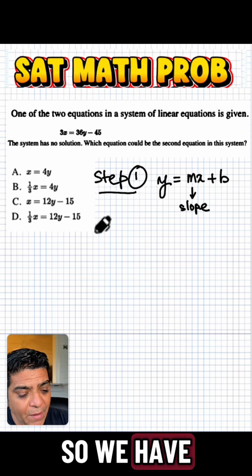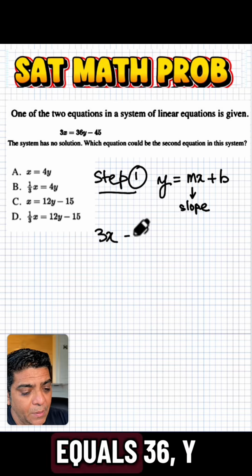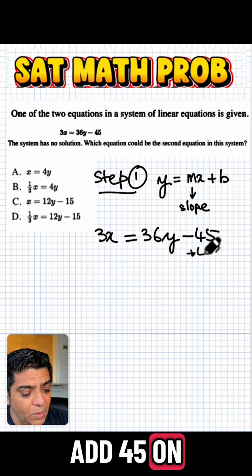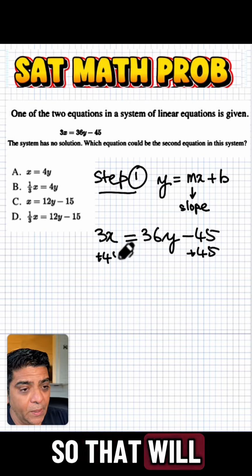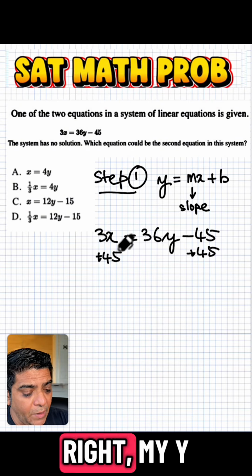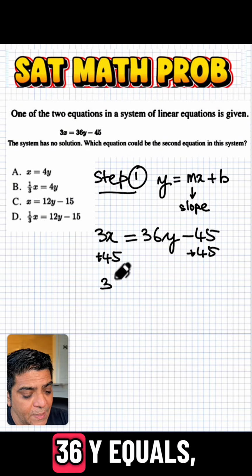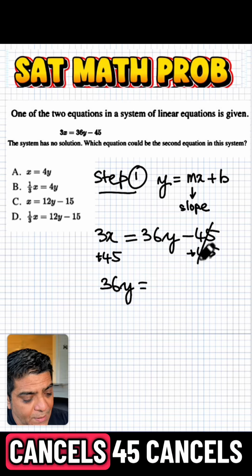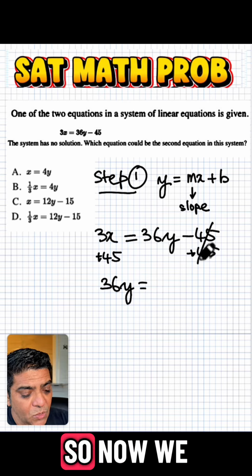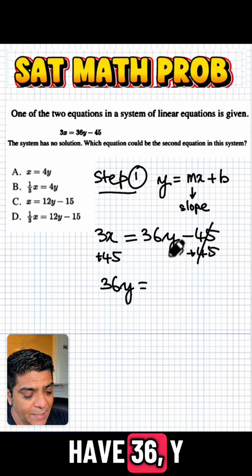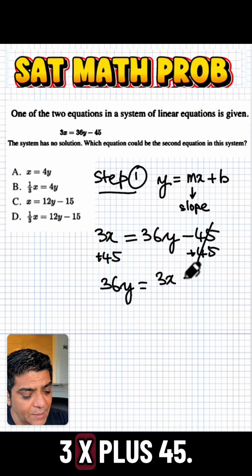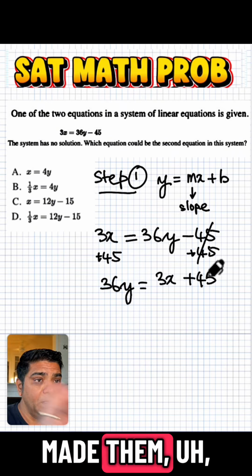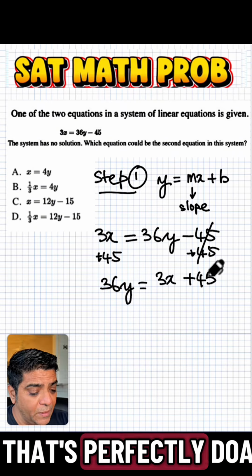So we have 3x equals 36y minus 45. I'm going to add 45 on both sides. I'm just going to write my y's on the left side. So 36y equals, the 45's cancel on the right hand side. Now we have 36y is equal to 3x plus 45. I just flipped the x's and y's, made them on opposite sides, and that's perfectly doable.